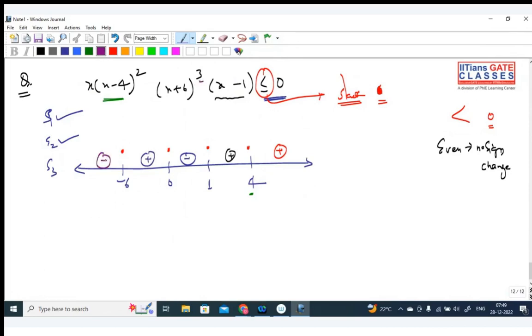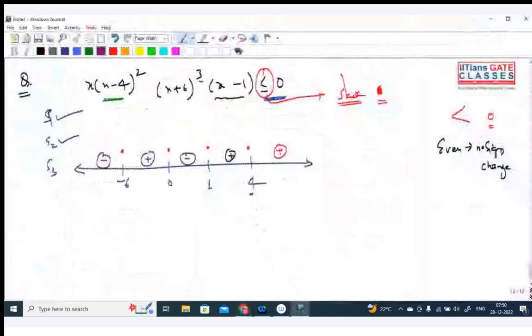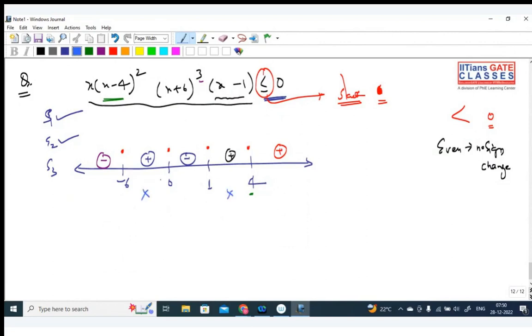How many of you understood this sign? In fact, these concepts will help you to solve your technical questions also. You see here, now we want negative. The overall expression should be negative. So we can reject this directly, right? So this is not allowed. What is allowed here is from minus 6 to minus infinity, and this is allowed. Only two intervals are allowed.